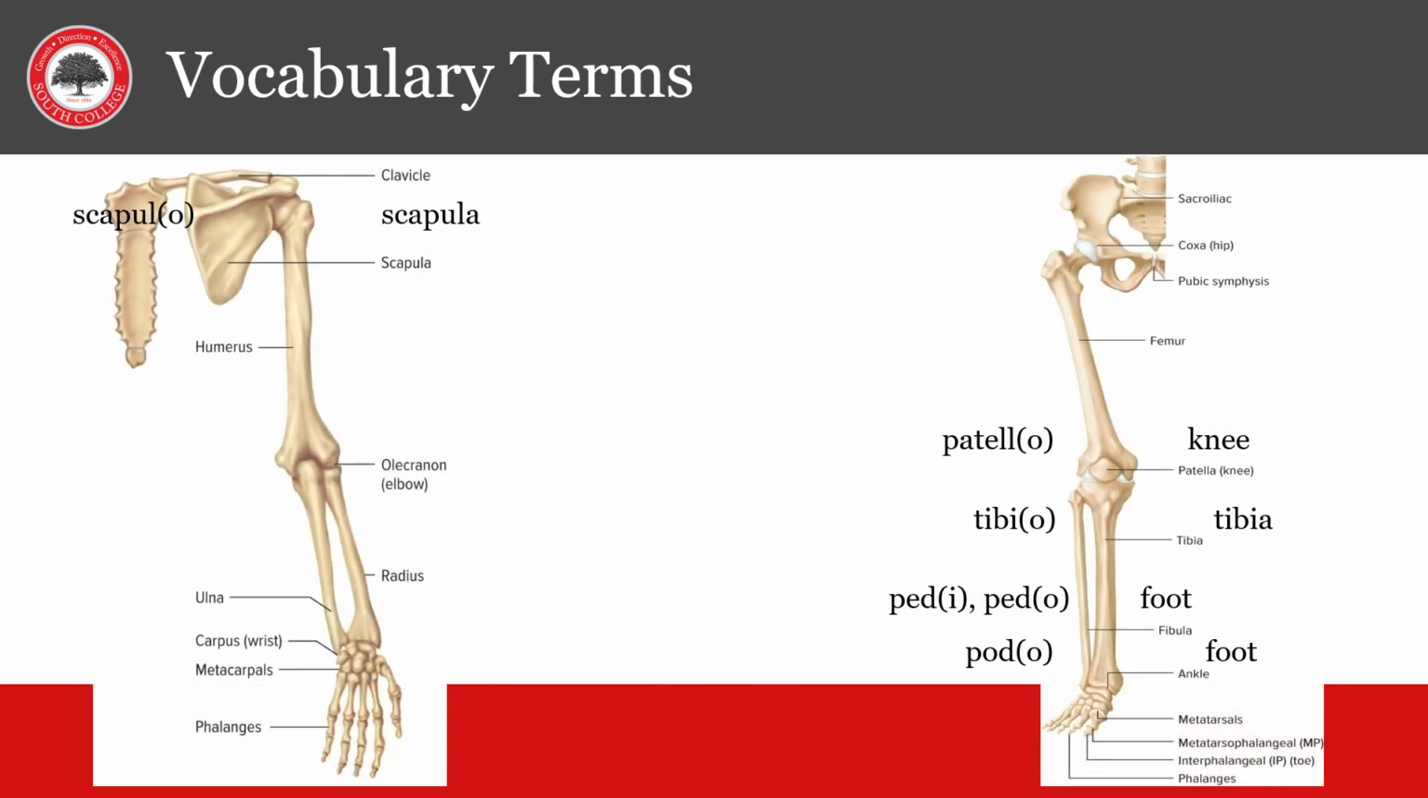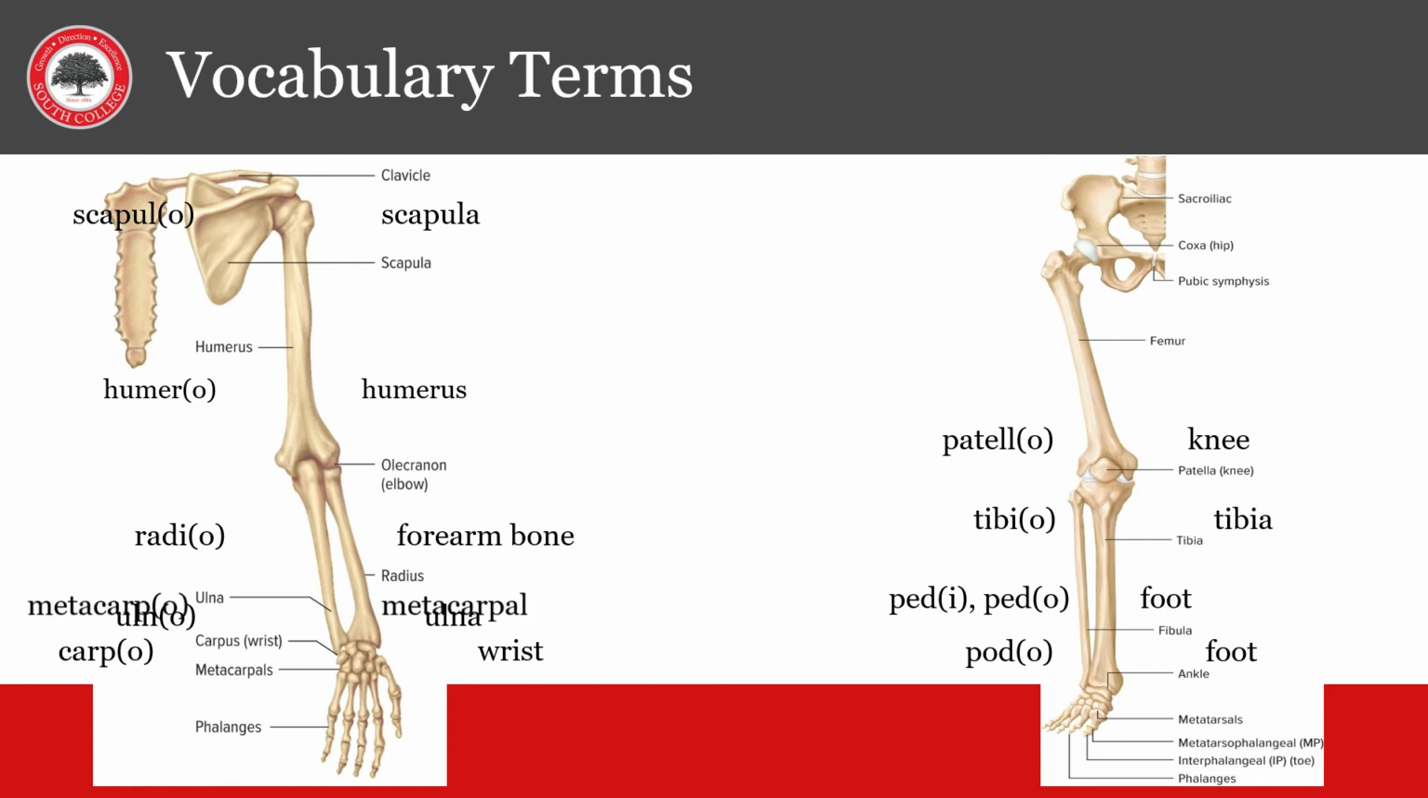Scapulo refers to the scapula or shoulder. Humero refers to the humerus, which is the funny bone. Radio refers to the radius. Ulno refers to the ulna. Carpo refers to the wrist. Metacarpal refers to the hand or metacarpals. Phalanges refers to the fingers or toes.